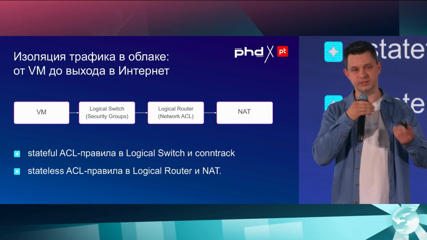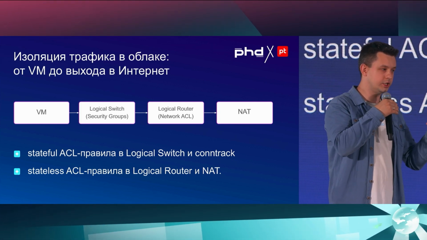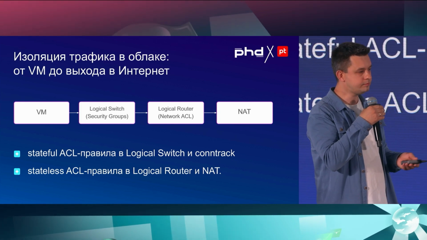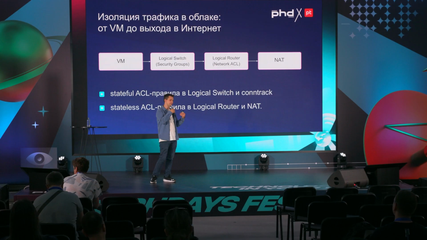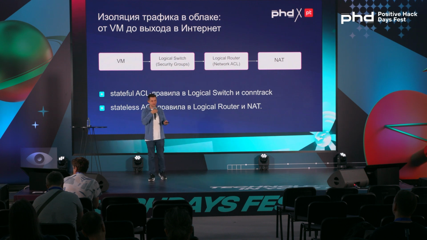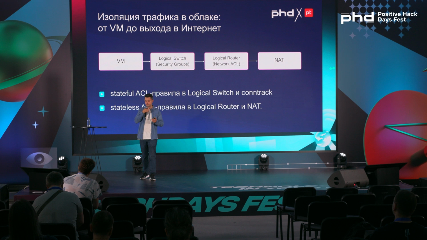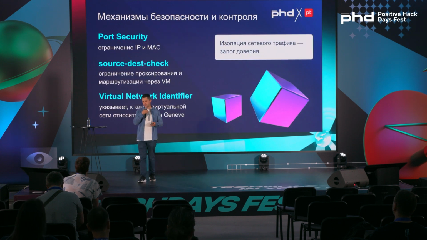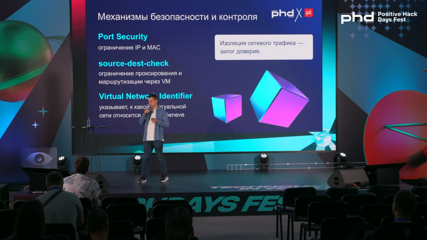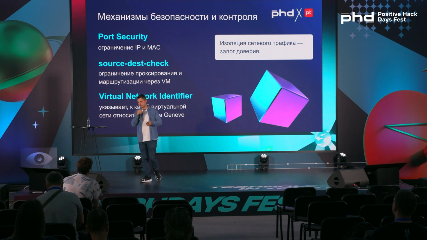When the traffic goes beyond the cloud, it goes through NAT. All the outbound traffic uses source NAT and destination NAT, but only when the virtual machine is definitely assigned a public IP address. It helps to obfuscate the bit's addresses. Let's see some additional, key mechanisms of security and control. The first of them is port security.